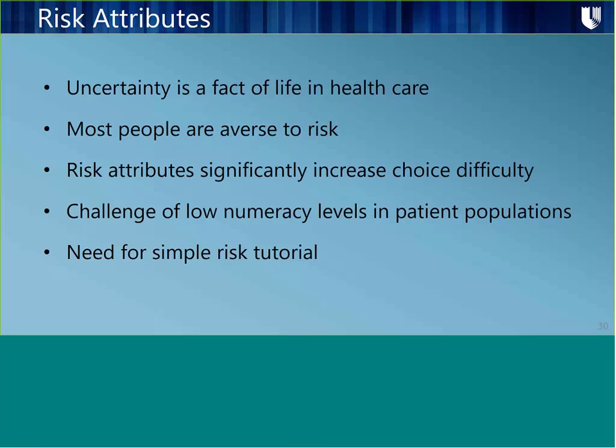But introducing risk attributes into a survey significantly increases the choice difficulty and has implications for how many questions we can ask, how many attributes we can include, how many levels. It feeds back into the basic survey design things we've already talked about. Okay, so people didn't learn fifth grade fractions, and they need help.